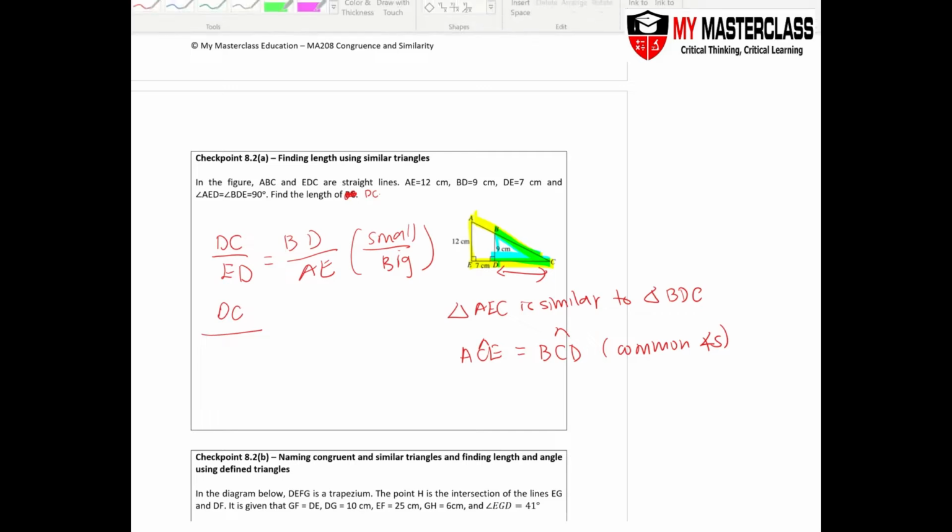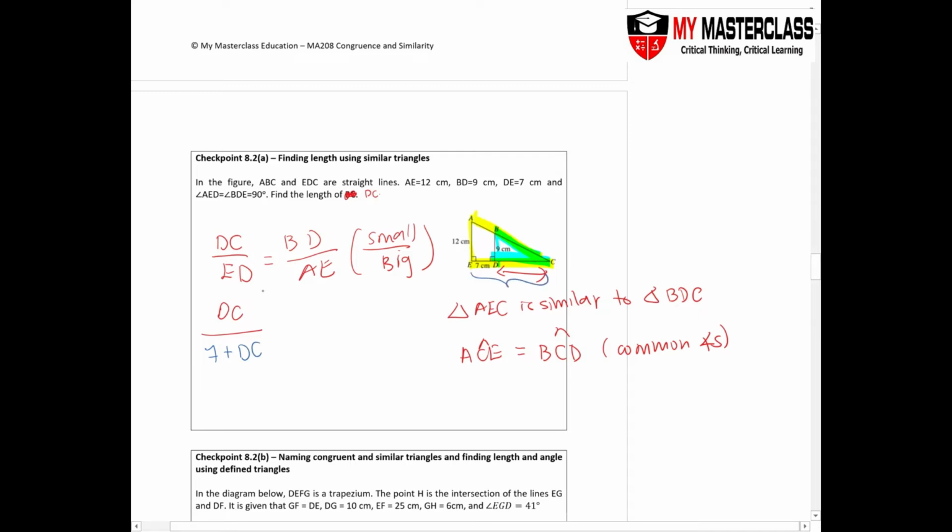Now one important thing I want you to learn over here is this. You have ED, so that means 7 plus DC. Can you see? This one should be EC, because we are comparing small to big. So it should be EC over here, therefore it will be 7 plus DC. BD that is given is 9, AE is 12. So let's cross multiply: 12 DC equals 9 times 7 plus DC. What should you be getting here? You should eventually have 3 DC equals 63, and DC equals 21 cm here.